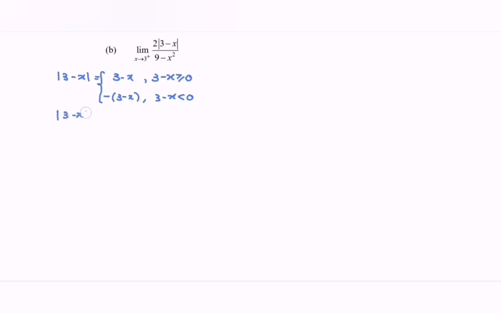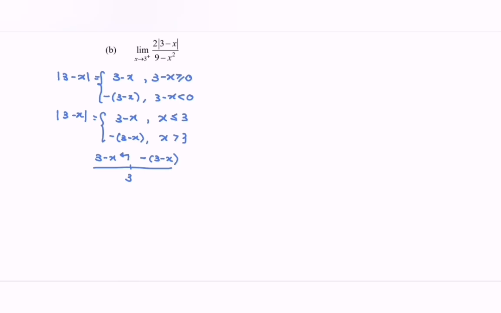So modulus 3 minus x is equal to 3 minus x, and then we have the domain x less than or equal to 3, and negative bracket 3 minus x, and we have the domain x greater than 3. So kindly illustrate the situation on the real number line. We have the 3. For the left hand side, we have 3 minus x. For the right hand side, we have negative bracket 3 minus x.